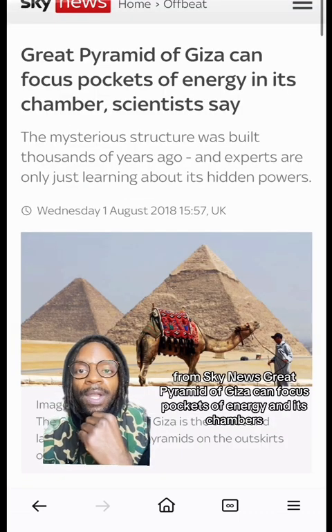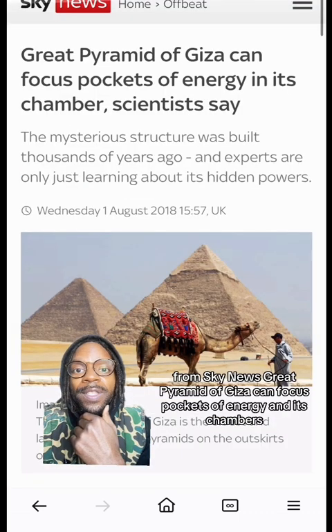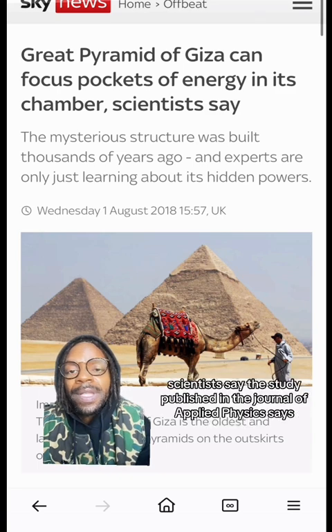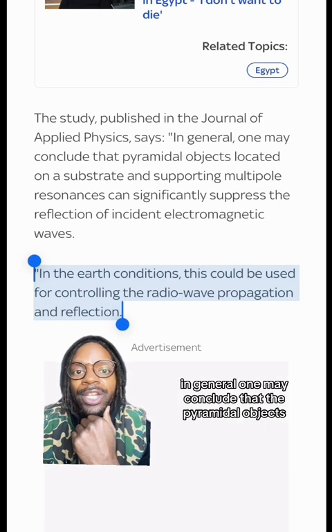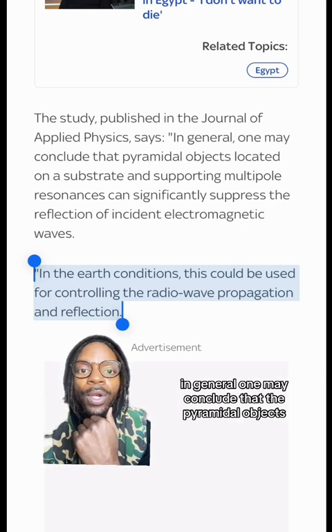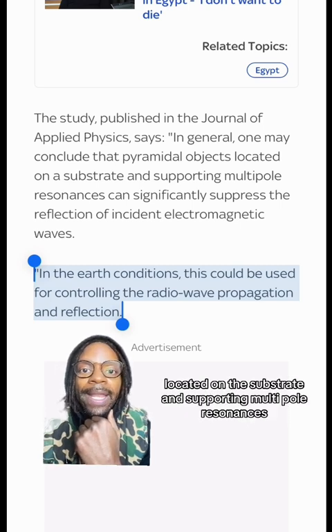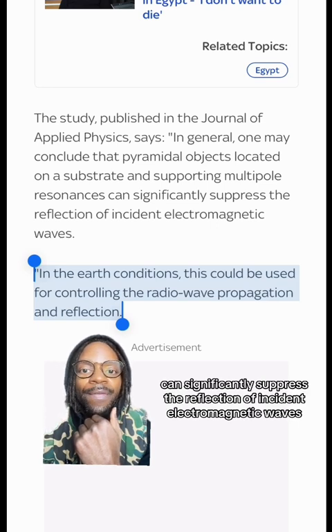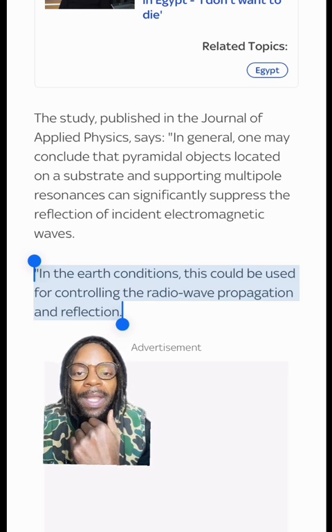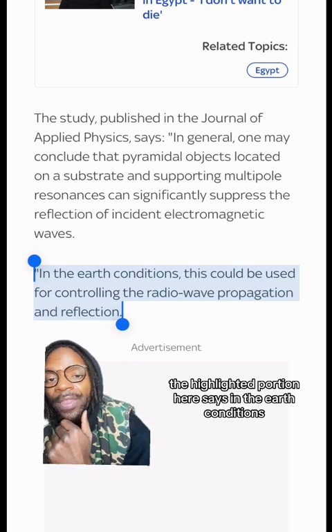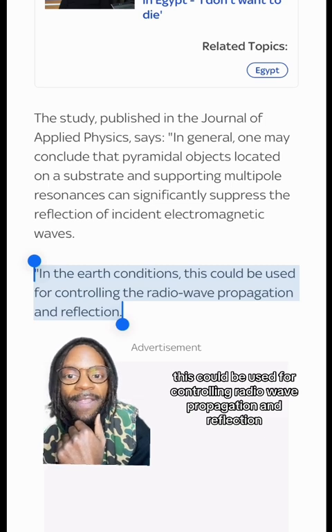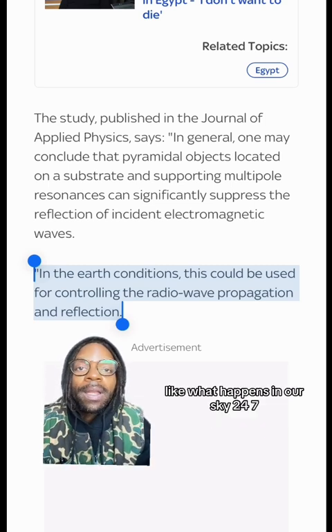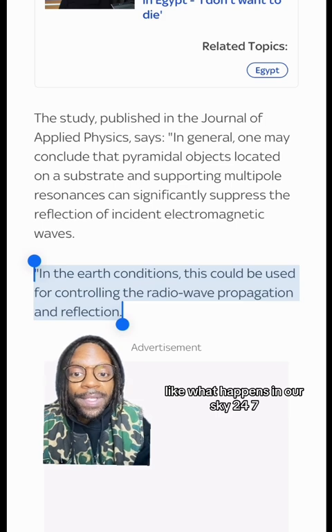From Sky News, Great Pyramid of Giza can focus pockets of energy in its chambers, scientists say. The study, published in the Journal of Applied Physics, says, in general, one may conclude that the pyramidal objects located on a substrate and supporting multiple resonances can significantly suppress the reflection of incident electromagnetic waves. The highlighted portion here says, in the Earth conditions, this could be used for controlling radio wave propagation and reflection, like what happens in our sky 24/7.